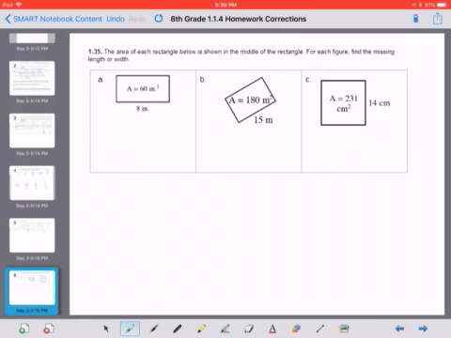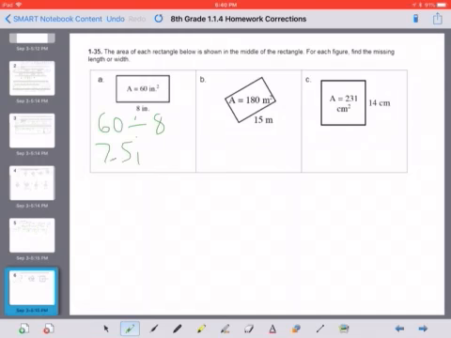The next problem is area of rectangles. It says below is shown, in the middle of the rectangle is the area. For each figure, find the missing length or width. So to do this, I'm just using division. I'm going to divide because it's the opposite of multiplication. And I know to find the area of a rectangle, I do base times height. So for A, I'm going to do 60 divided by 8 and get 7.5 inches.